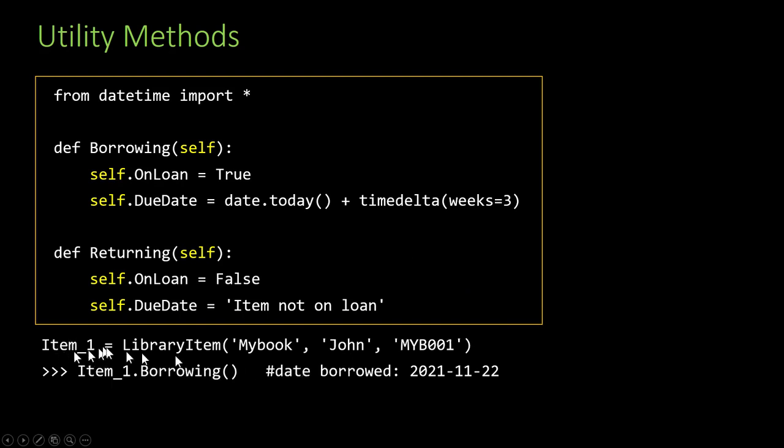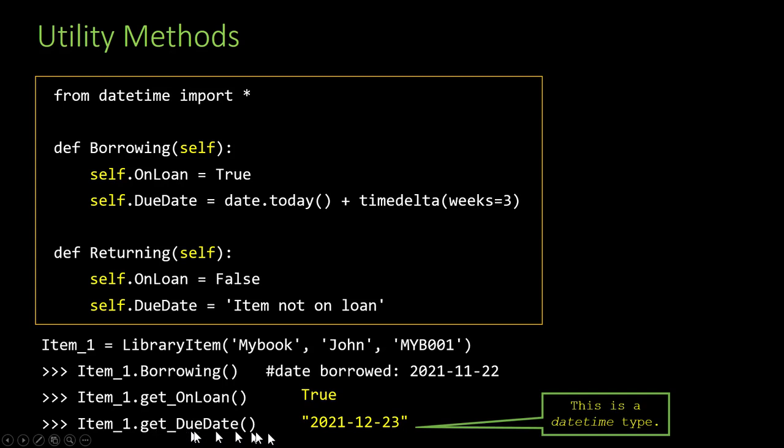So in the case of item 1, initially it is not on loan. So you call the method borrowing, and assuming that the date borrowed is 22nd of November 2021, there is no output when you call this method borrowing. And then when we check the on loan status using get on loan, it is true. And when we check get due date, it will show the 23rd of December 2021. So this is exactly 3 weeks after today. And this date given is not a string, it is a datetime type.